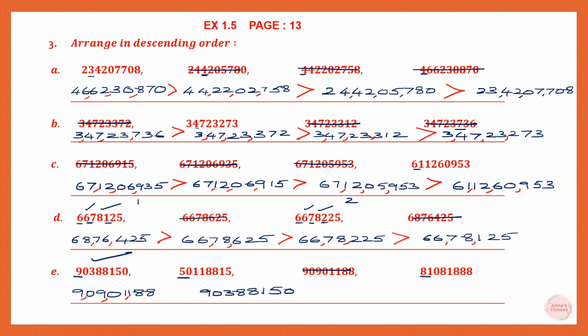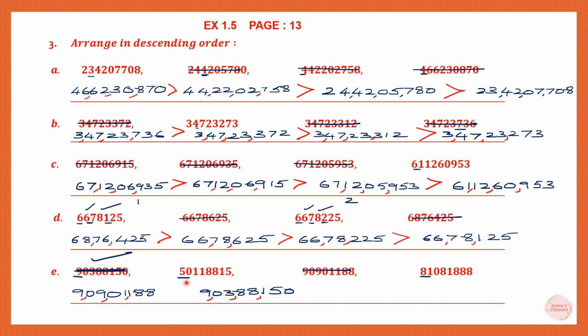903881150. Let's put the commas: ones, tens, hundreds, thousands, 10,000s, lakh, 10 lakh. Let's read: 9 crore, 3 lakh, 88,150. So we finished with this number also.